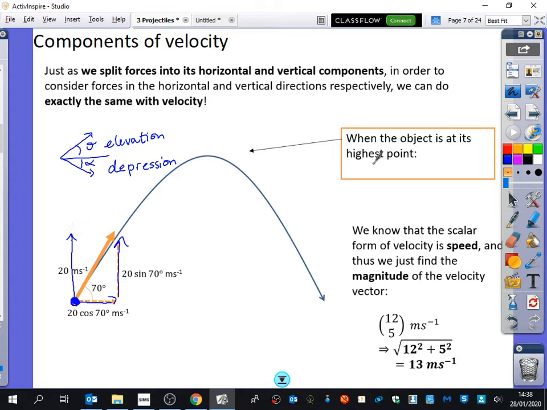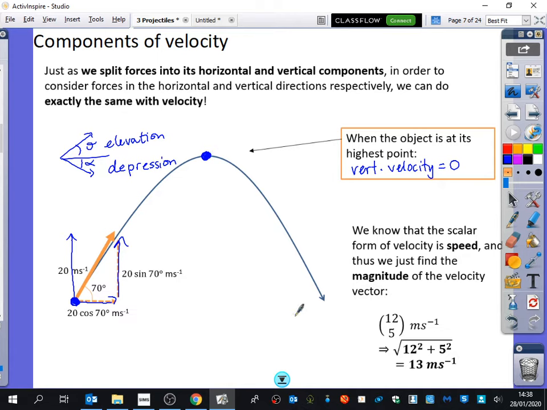When the object is at its highest point, what did we say was true? Vertical velocity is equal to 0. What's the horizontal velocity at that point? It's still 20 cos 70. So what's the speed of the particle at the top? 20 cos 70. Okay? So the speed that's the slowest it will ever be is when it's at the top.